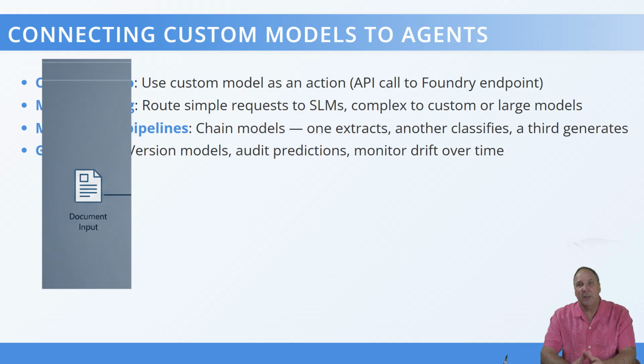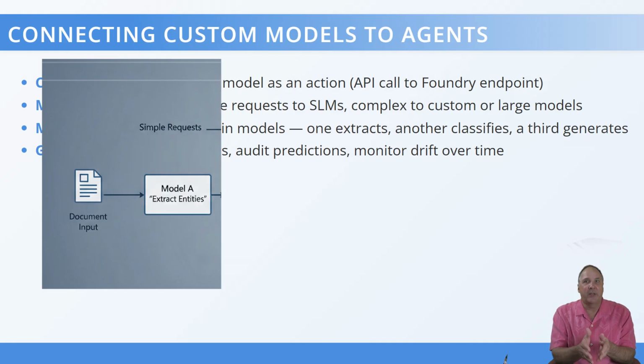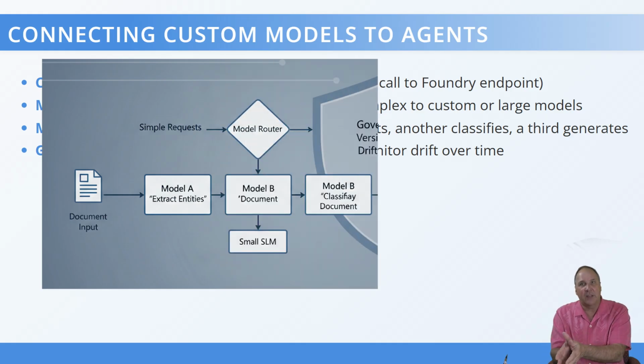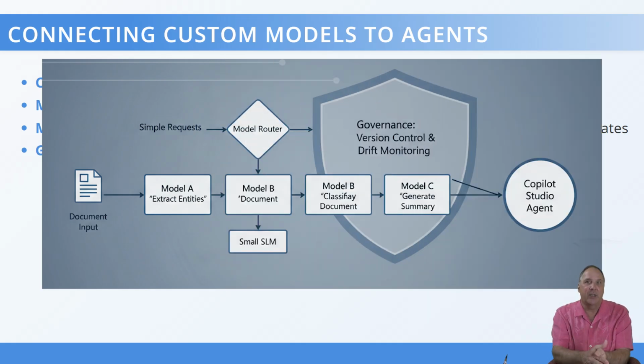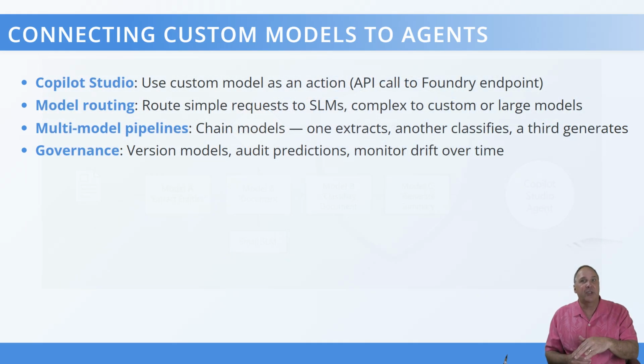You can build multi-model pipelines. One model extracts entities from a document, another classifies the document type, a third generates a summary. Each model is specialized for its own task. And governance is essential. Version your models for rollback, audit predictions for compliance, and monitor for drift as real-world data shifts.